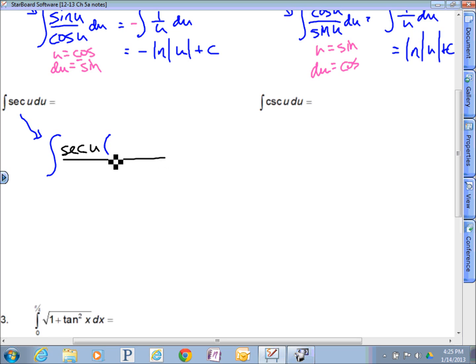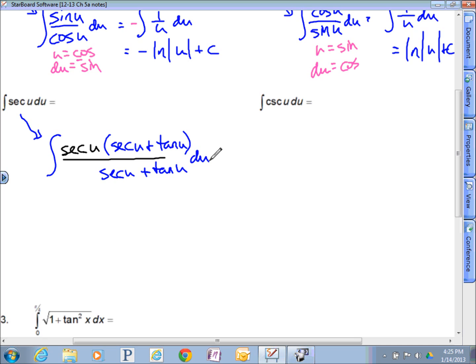And here's what that is. Secant of u plus tangent of u on both the numerator and the denominator. Now, I'm not going to think to do that. Well, you're right. You're probably not going to think to do that. So here's why you did it.